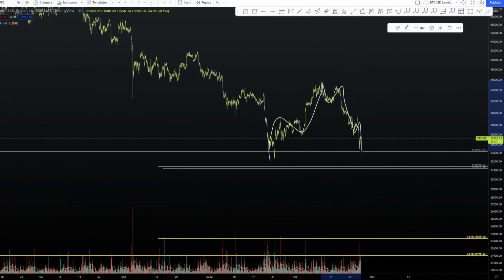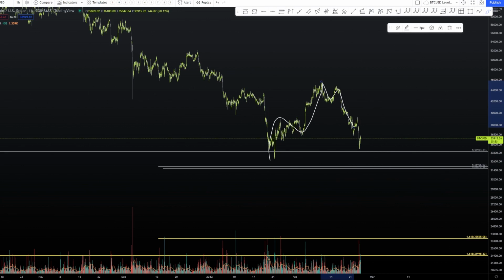This could also be an extended third wave where this is a 1, 2. This is all 3 down here. We're coming up for a 4. We could range in this wave 4 for days for all we know, and then come down for the wave 5. So there's multiple possibilities, but the point is this is probably going to be an impulse wave down here.